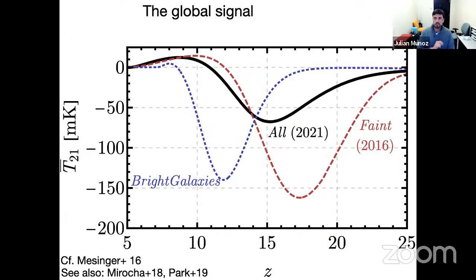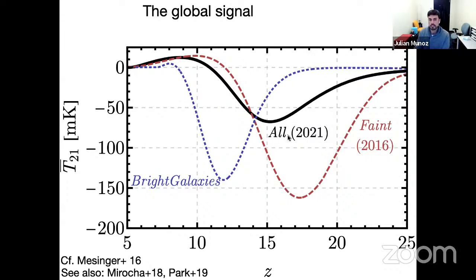The biggest difference you'll find is in the global signal. So this is the 21 centimeter global signal versus redshift. Our all galaxies model is this black line compared to the bright and faint galaxies. And as you see, the timing is about redshift 15 or so. For reference, EDGES peaks at redshift 17. But the depth is very different between the red and blue and the black.